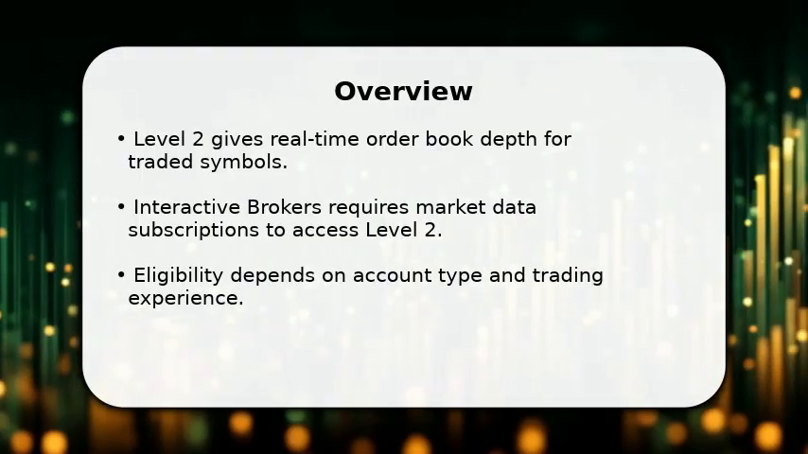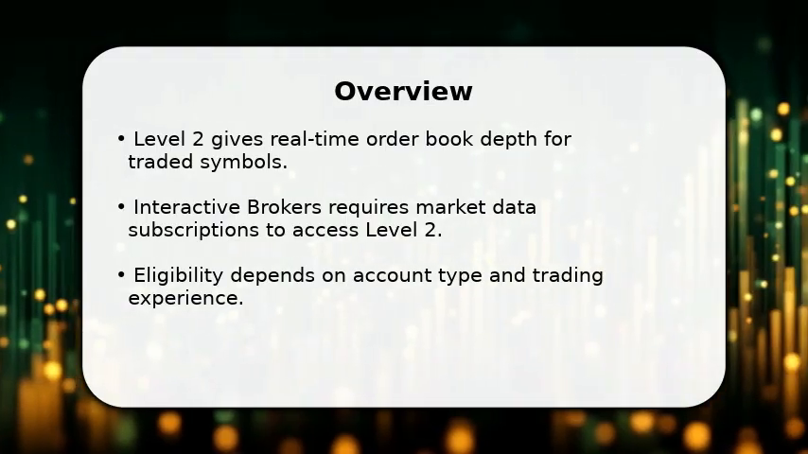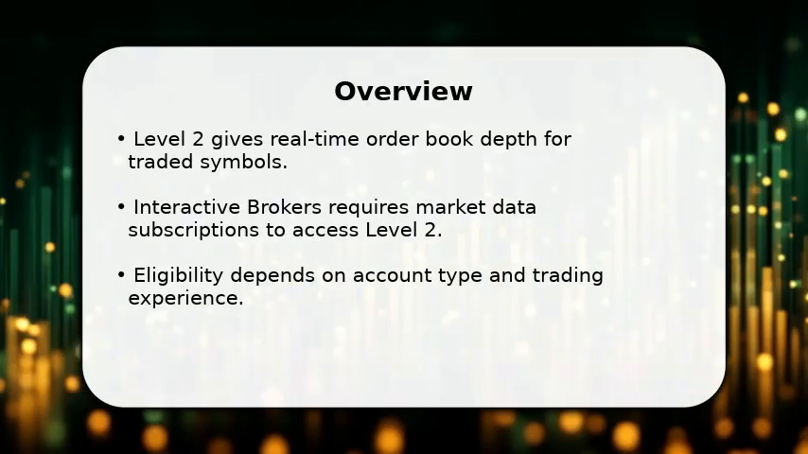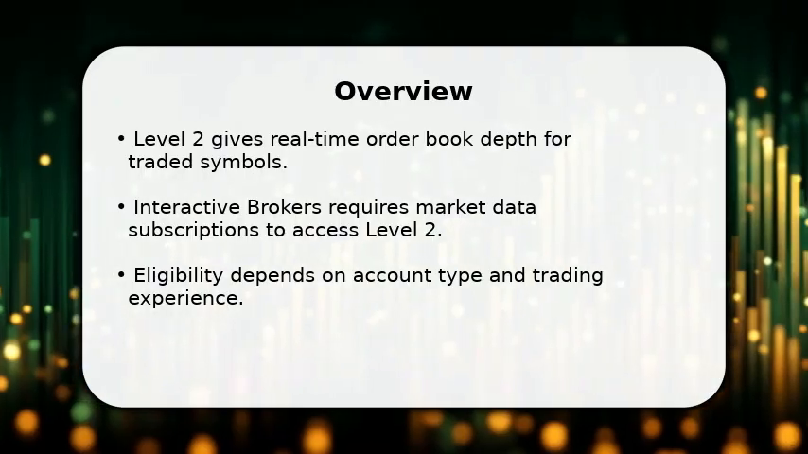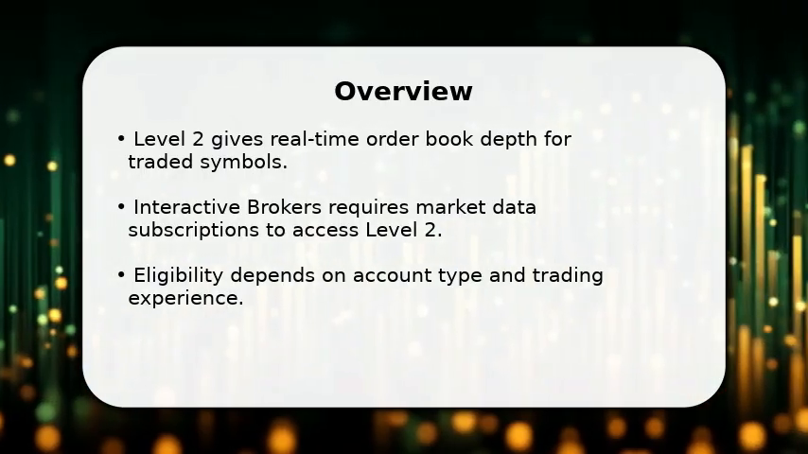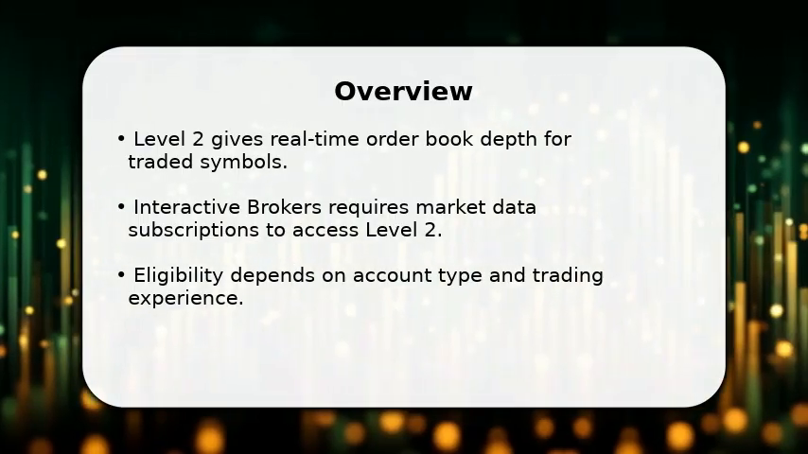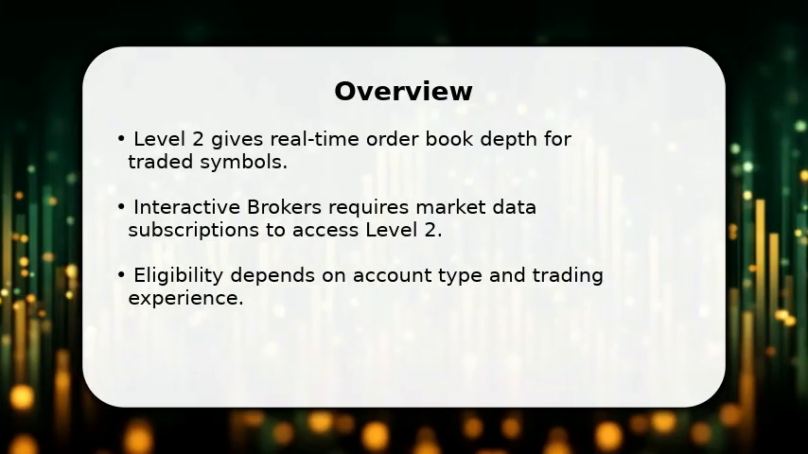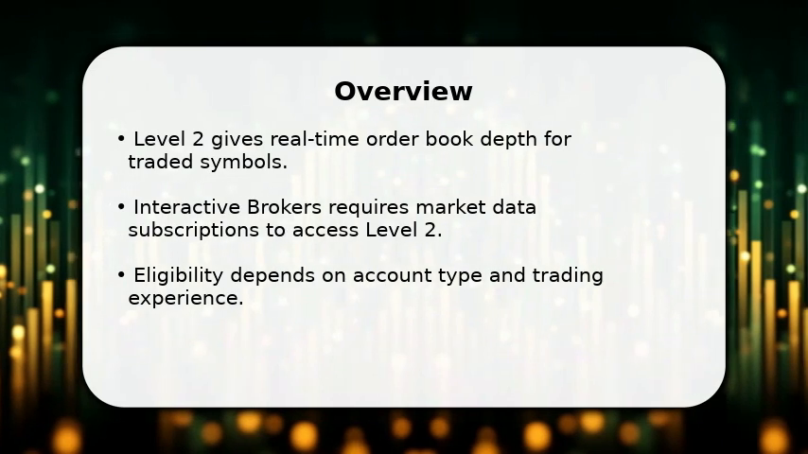In this video, I will explain how to get level 2 on interactive brokers step by step. Start by confirming your account type and enabling two-factor authentication, then review your trading permissions and residency info. Next, navigate to Market Data Subscriptions and select the level 2 packages you need for your exchanges. Finally, verify billing, accept terms, and restart your trading platform to see live depth once the subscription activates.